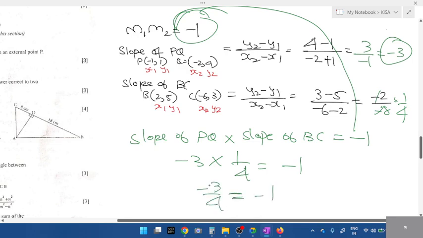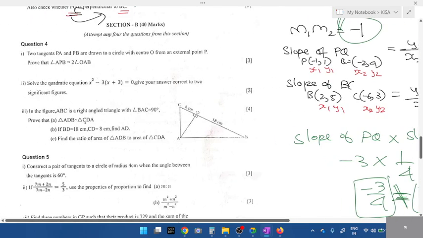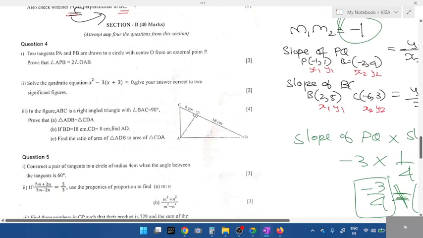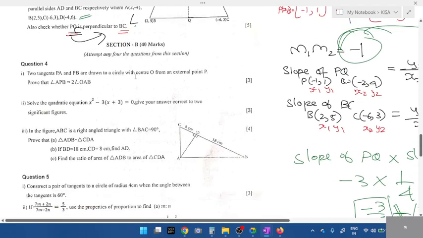Are they equal, students? Is left hand side equal to right hand side? Equal or not equal? It is not equal. So therefore, what's the answer? Can we say it is perpendicular? No, right? They're not perpendicular. Therefore, PQ is not perpendicular to BC, students.